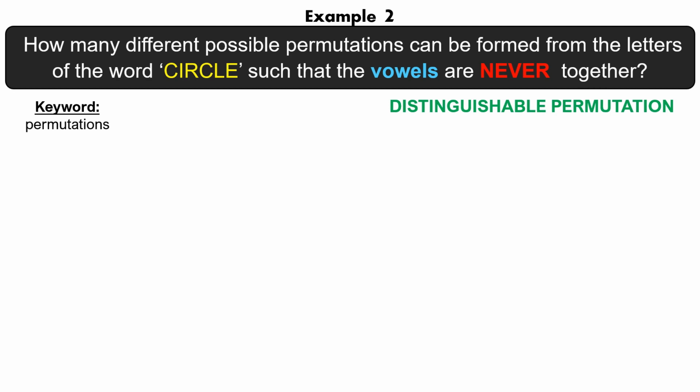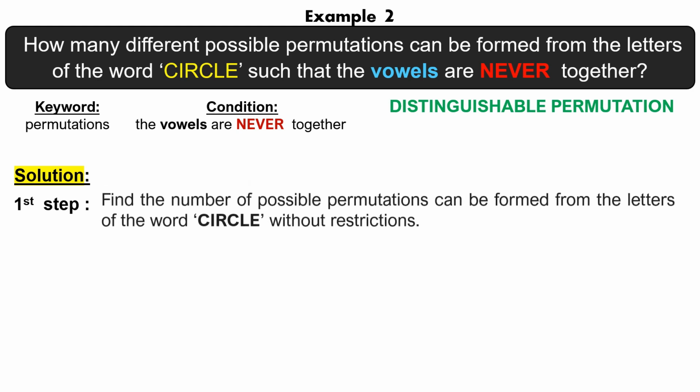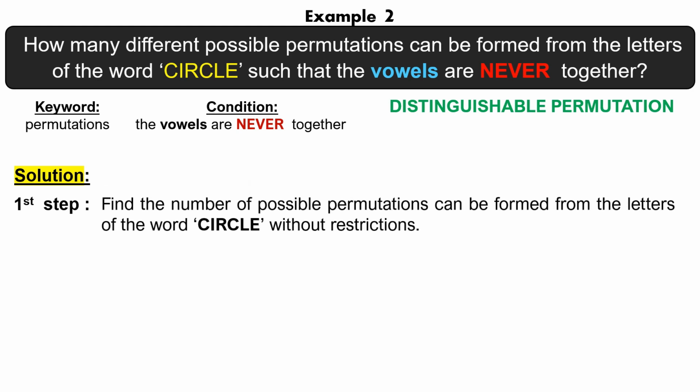However, what is the condition being required? The condition is the vowels are never together. To solve for this problem having that condition, these are the following steps. Step 1. Find the number of possible permutations that can be formed from the letters of the word circle without restrictions. So, ibig sabihin ng without restriction, walang condition na nire-require.